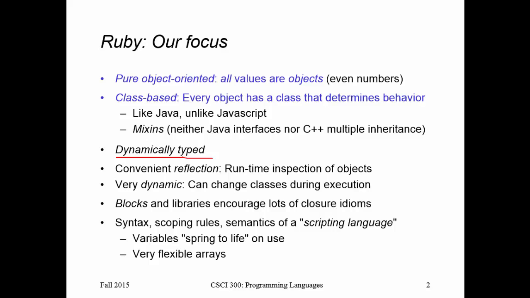In the method body, the implementation of this method, if it returns a boolean, then the return value is a boolean. If it's an integer or a double, it would be an integer or a double. That means the compiler doesn't have to check whether the return value matches what you really return. It will do the runtime inspection, so that means it's dynamic, right? And even we can change the classes during the execution.